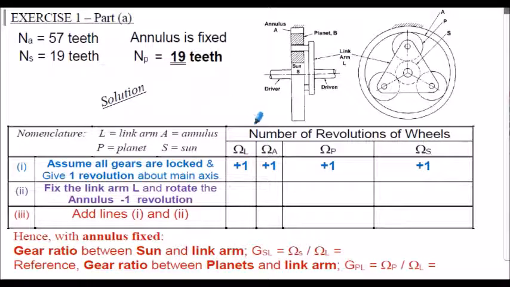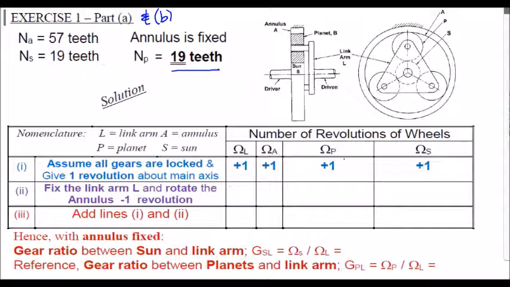Okay, so part A was to find the number of teeth. This is now part B we're looking for. Part A was finding the number of teeth, part B, now we're going to find the velocity ratio. We're asked to find it for the sun and link arm with the annulus being fixed here.